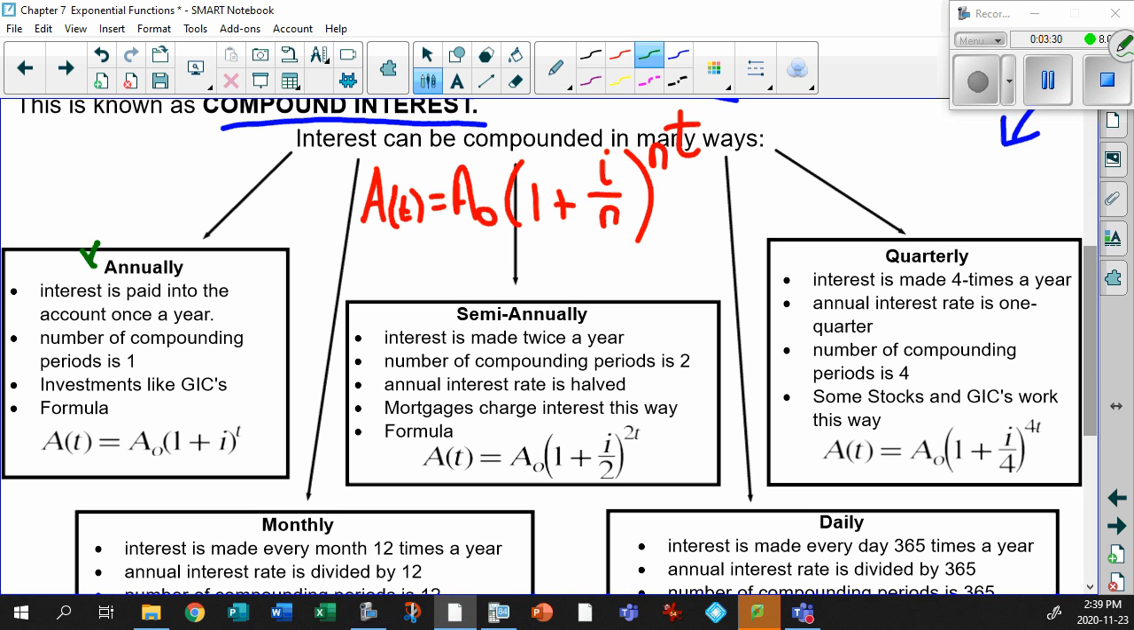One is called annually. The annual interest rate is kind of like what a GIC would be, and GIC stands for guaranteed income certificate. This is some of the investments that people do in banks and stuff like that. Canada savings bonds are usually done this way. Okay, so GICs, what happens? You invest the money, you'll leave it there for a whole year, and then at the end of the year, they give you interest and your money back. Sounds pretty safe, doesn't it? Yeah, it's one of the safest investments you can make.